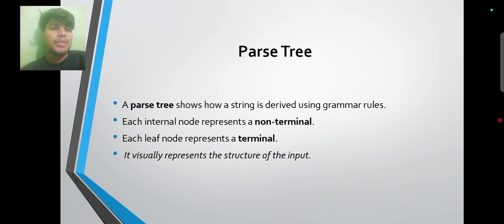Parse tree. A parse tree shows how a string is derived using the grammar rules. Each internal node represents a non-terminal. Each leaf node represents a terminal. It represents the structure of the input.